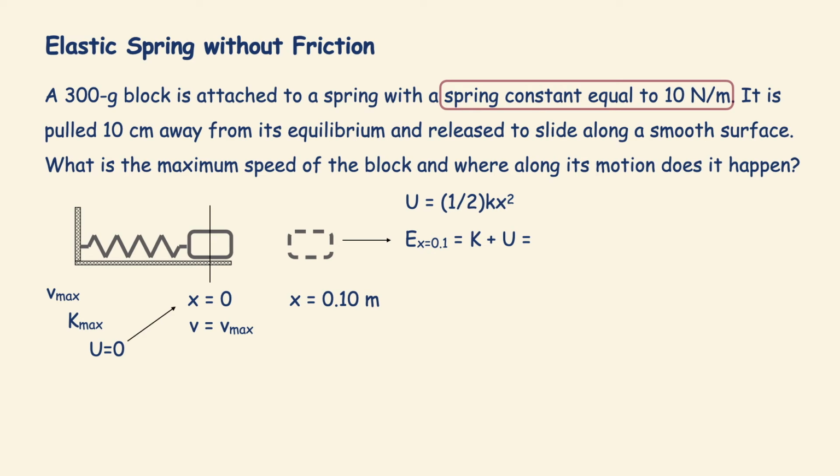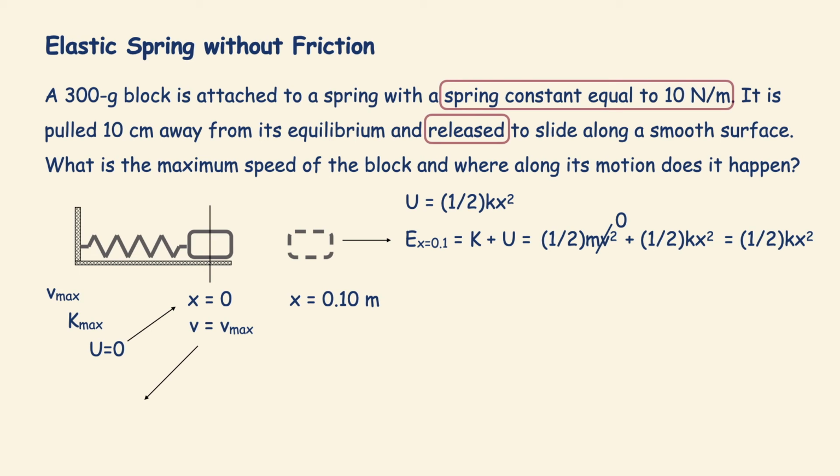First, at the location where x is 10 centimeters or 0.1 meters, kinetic plus potential will give us 1/2 mv squared plus 1/2 kx squared. Of course, starting from rest, in other words, if we release the block at that location, that implies that we start with zero speed here. So the total mechanical energy at this location will be simply equal to whatever we have in the form of elastic potential energy.